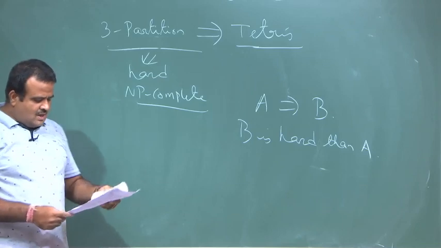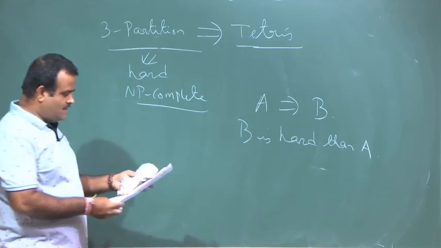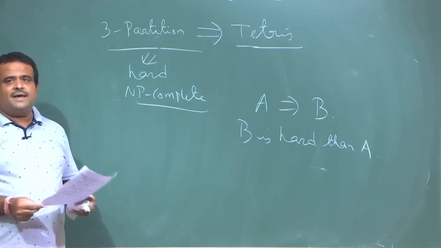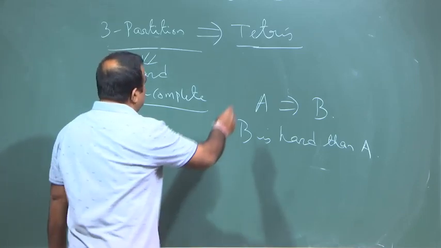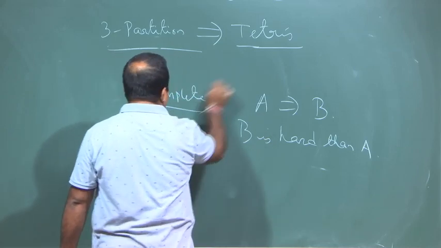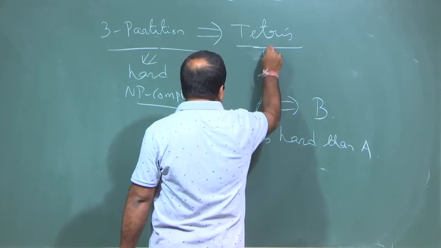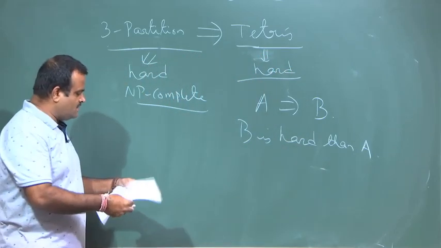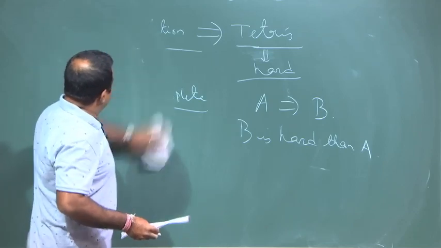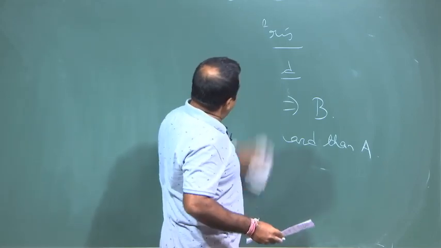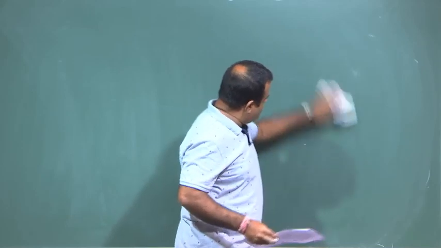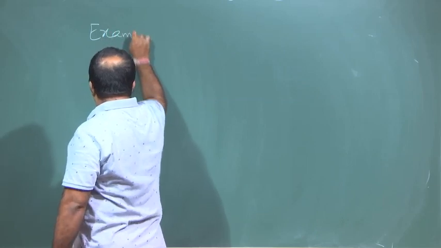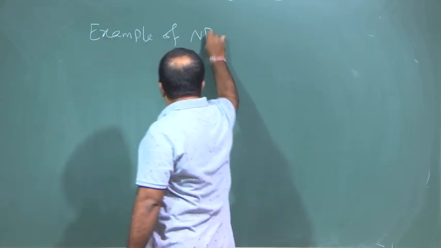So, we can use the reduction to prove NP hardness. Since this is an NP complete problem, the other one is also hard. There are some examples of NP complete problems, and for every NP complete problem we can reduce from one to another.